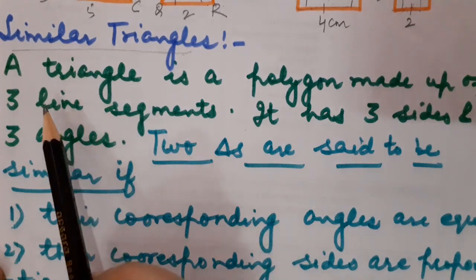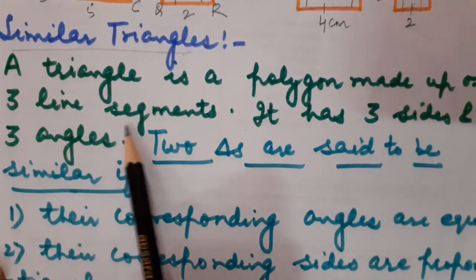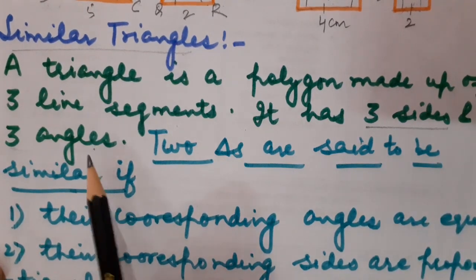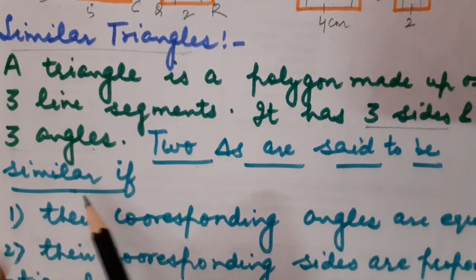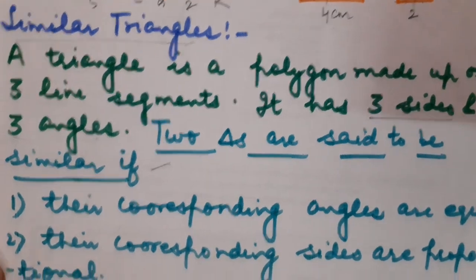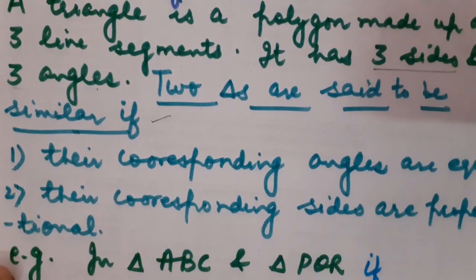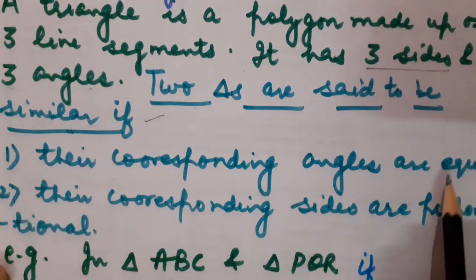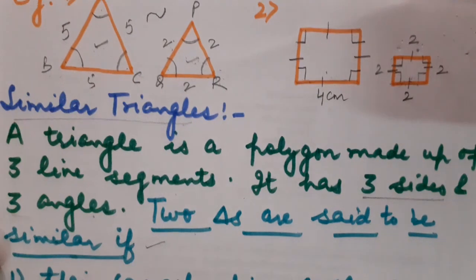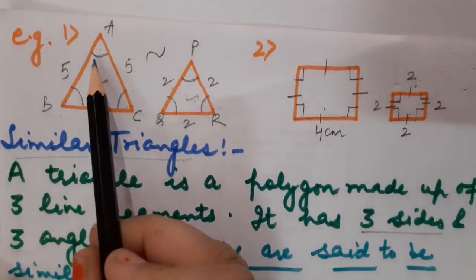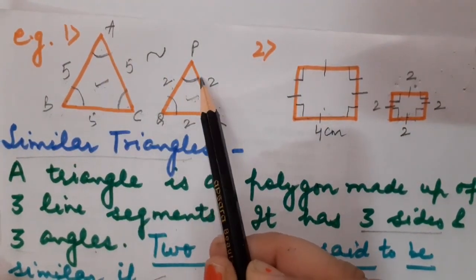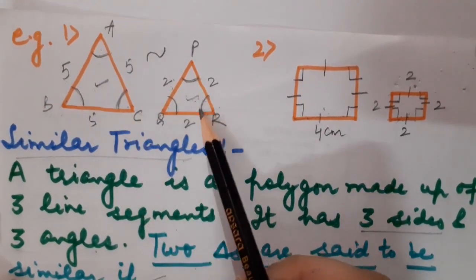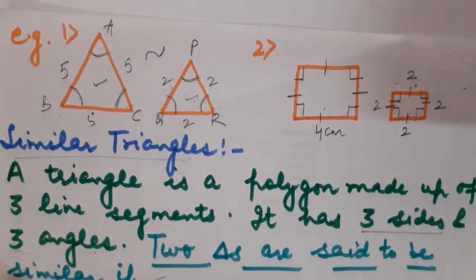So let us recall. A triangle is a polygon which is made up of 3 line segments. It has 3 sides as well as 3 angles. Now, 2 triangles are said to be similar if what condition is satisfied? Number 1, their corresponding angles must be equal. I hope you have got the concept of corresponding. Angle A is corresponding to angle P, angle B is corresponding to angle Q, and angle C is corresponding to angle R. Correct, children?